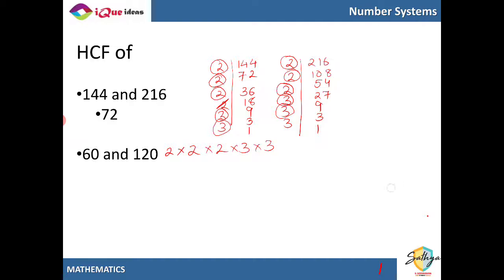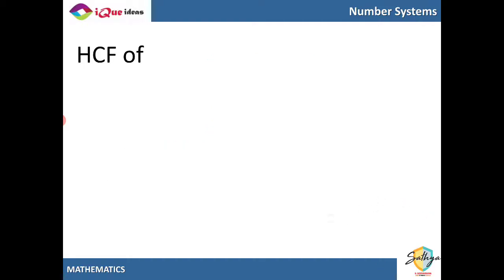I hope you have got the answer as 60. Okay. For 1250 and 1500, again you can calculate the answer and check. Your answer should be 250. So we use the same technique to identify the HCF of a set of 3 numbers.